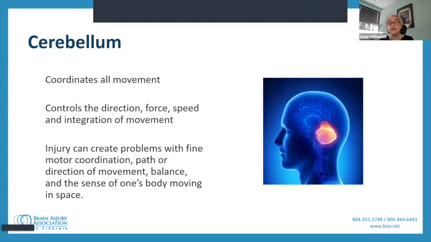The cerebellum, which you see highlighted here in this slide, coordinates our movements by controlling the direction, speed, or force, or how we integrate our movements together to do something like throw a baseball. We know that injury to the cerebellum can create lots of problems with coordination, whether that's fine motor coordination or overall coordination. Sometimes after brain injury, people will develop something called ataxia, where they're very unsteady on their feet and they just sort of can't settle into a position. We know that the injuries can create problems with path or direction of movements and balance, and our sense of where we are in space.